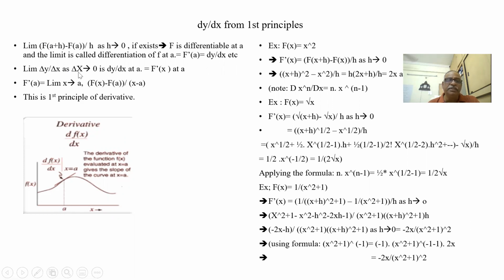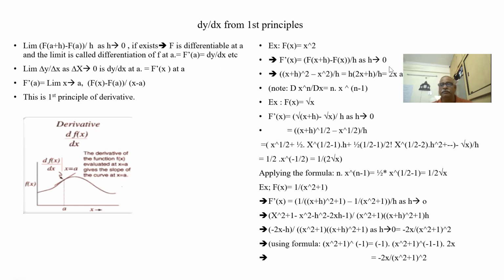So f of x minus f of A by x minus A, as x tends to A. That means x minus A is 0, that means h is 0. So these two appear different, but they are the same. In place of a plus h, I am taking x. So as h tends to 0 means x minus a tends to 0. So this is the first principle of derivative.